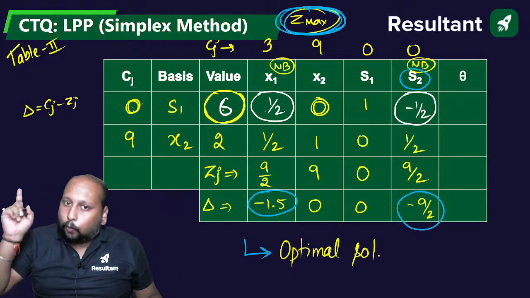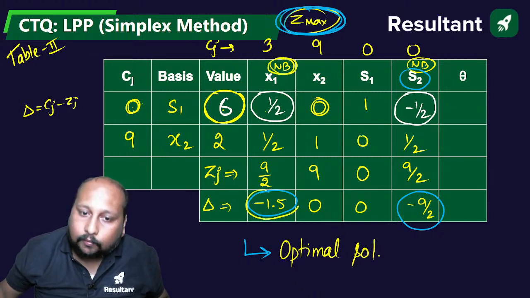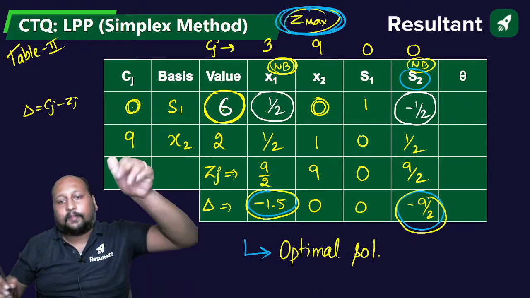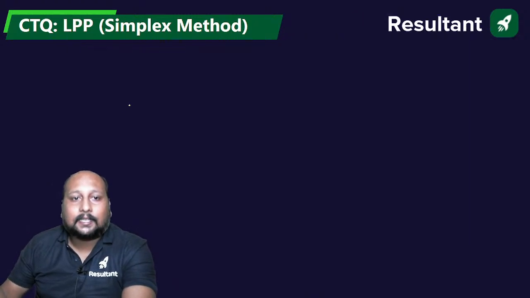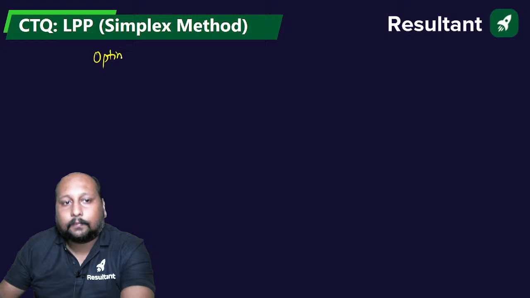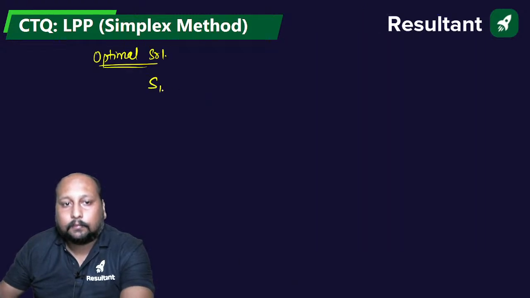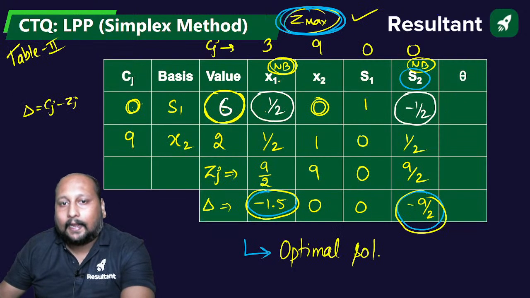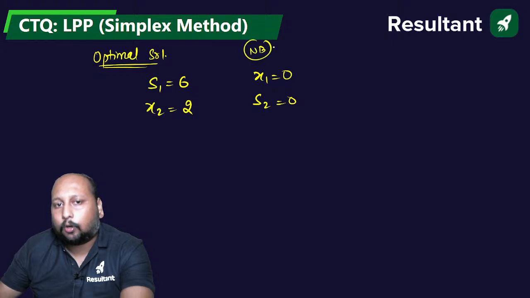क्लियर है? ओनली वी हैव टू चेक द नॉन बेसिक वेरिएबल का डेल्टा वैल्यू नेगेटिव है, परफेक्ट, ऑप्टिमल, क्योंकि मैक्सिमाइजेशन प्रॉब्लम है. दैट सिंपली मीन्स आवर फाइनल ऑप्टिमल सॉल्यूशन इज, देखो S1 इक्वल टू 6, X2 इक्वल टू 2, है ना, and x1 and s2 are non-basic, so x1 equal to 0 and s2 equal to 0, ये आपके दोनों non-basic थे इसलिए.